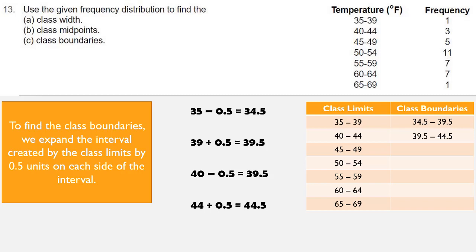45 to 49 becomes 44.5 to 49.5. 50 to 54 becomes 49.5 to 54.5. 55 to 59 becomes 54.5 to 59.5. 60 to 64 becomes 59.5 to 64.5. And 65 to 69 becomes 64.5 to 69.5. And that's your answer.